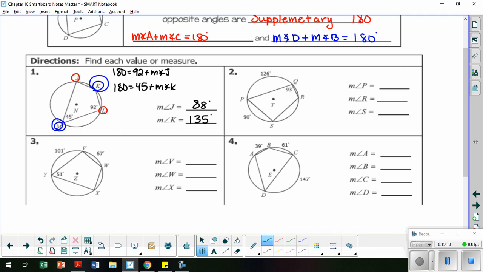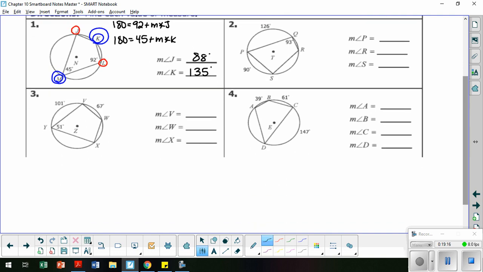Now, if we throw in, let's look at 4. If we throw in arcs and all this other stuff, remember, this arc cuts off that angle, and you have to add these two together. So to find angle D, the measure of angle D is going to equal 39 degrees plus 61 degrees, divided by 2, which will end up being your 50 degrees.